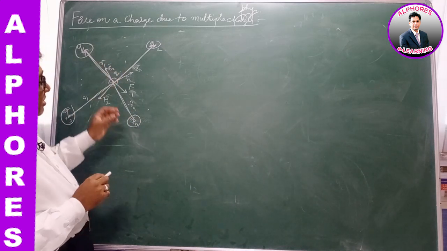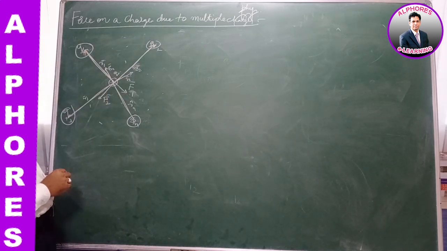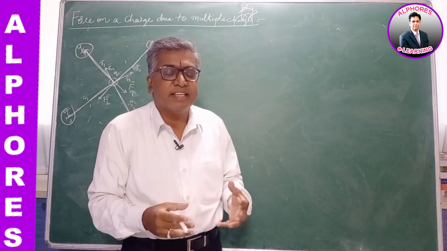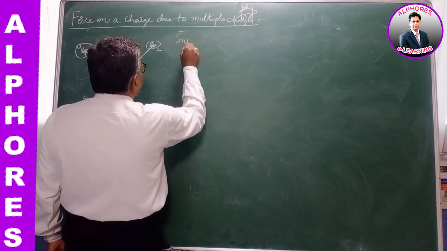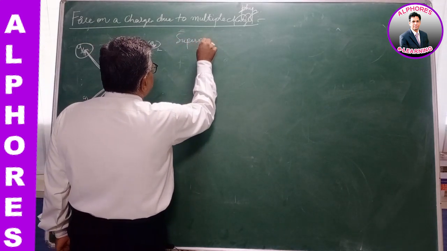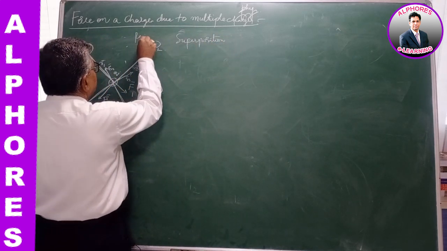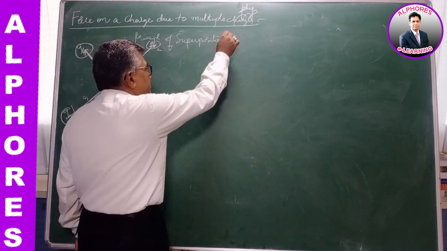So when N charges are existing in the vicinity of charge Q, the resultant force is explained by a principle called the principle of superposition. Superposition principle, or principle of superposition. Now what does this principle of superposition represent?